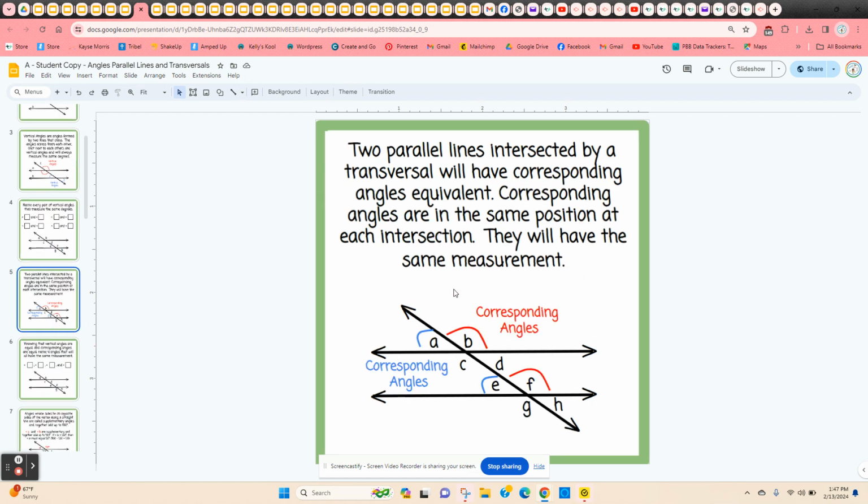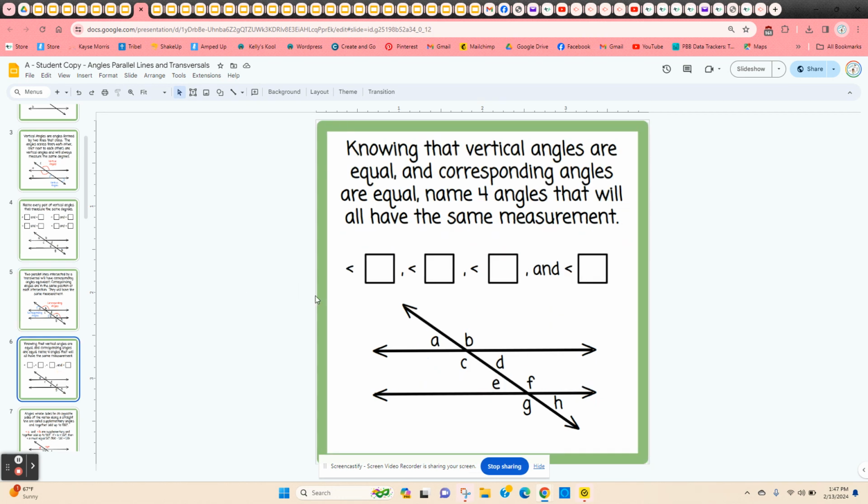Corresponding angles are angles that are in the same position at each intersection. So B and F are corresponding, A and E are corresponding, and they have the same measurement. On the next slide, students are going to be typing in vertical angles. Name 4 angles that are vertical. So BC, AD, FG, and EH.